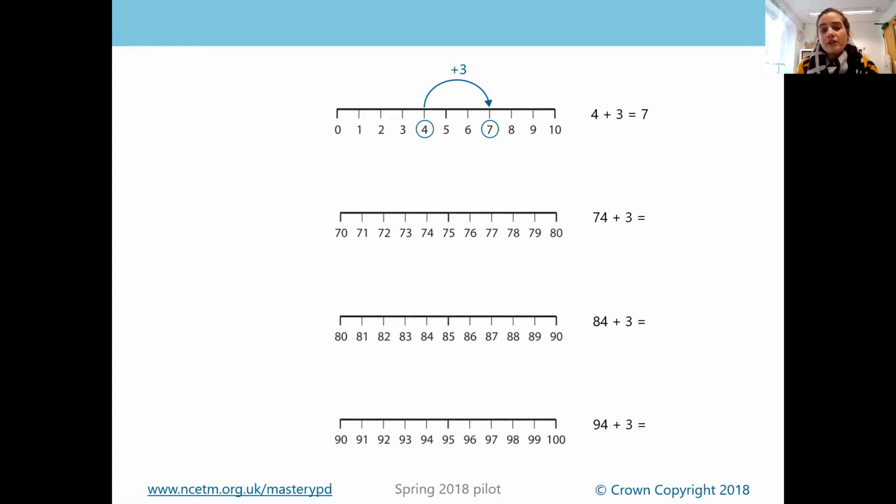Now, my challenge to you this time is to draw the number lines and have a go at doing the answers, but also having a go at writing these calculations. And they've written the calculation with the answer at the end. Is there a way that you can start with the answer? Have a go. Excellent. 77, 87, 97.